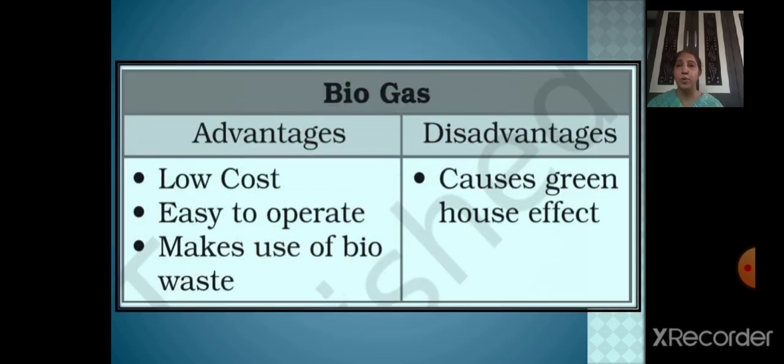Now let's go through the advantages and disadvantages of biogas. In advantages, we can say the cost is very low, it is easy to operate and it even makes use of bio waste, right? And in the disadvantages we can say it causes the greenhouse effect.